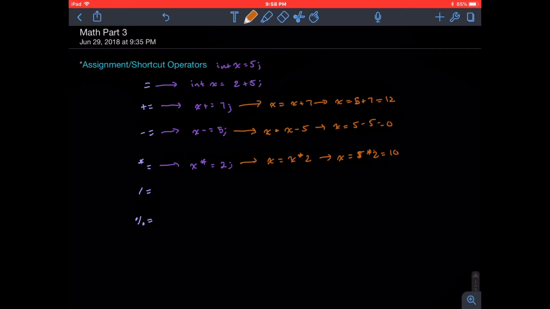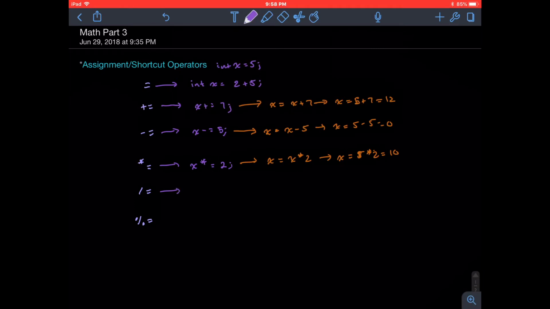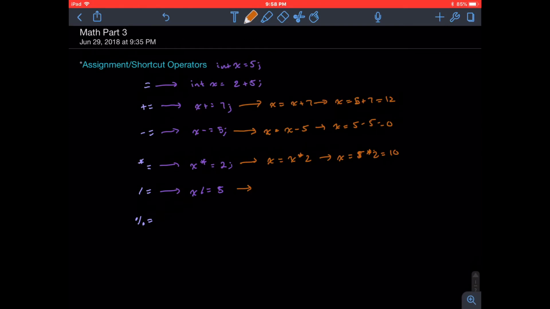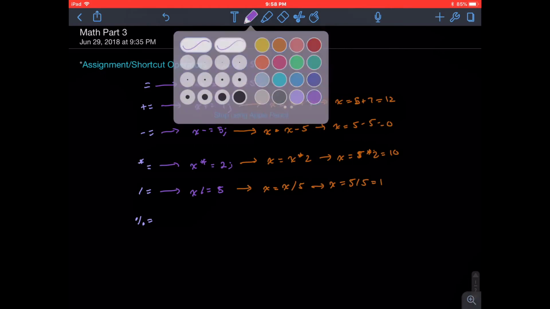All right. Now let's look at the divide equals. Divide equals works the same exact way. It takes whatever's on the left, which is the x, and divides it by whatever is on the right. So x divide equals 5. That's going to be x is equal to 5 divided by 5, which is equal to 1. All right, cool. So now let's look at the final one, modulus equals.